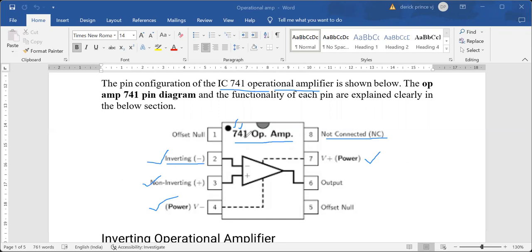And the next is 1. What do you mean by 1 here? 1 is the output. The op-amp has a single output. Number 6 is called the output pin. That's why it is named the 741 operational amplifier.